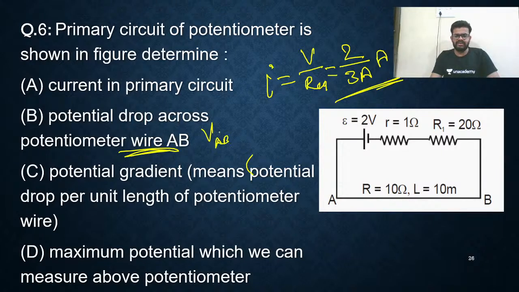VAB you need to find. Tell me how much it is. It is I into R. So that is 2 divided by 31, into 10. So you are getting 20 by 31.